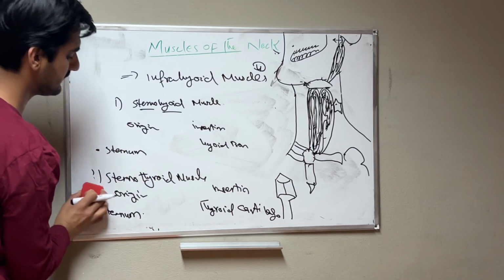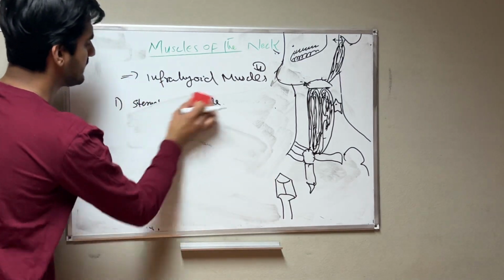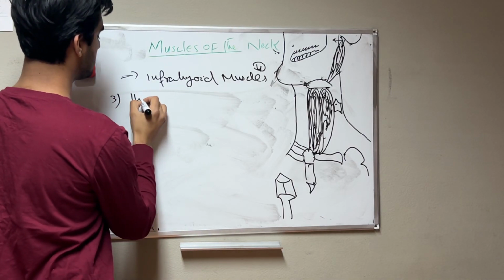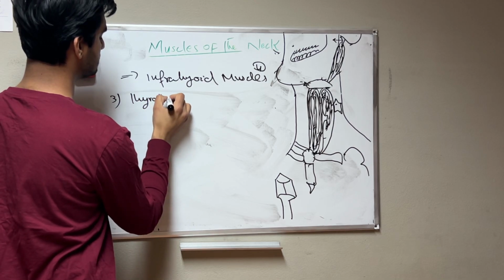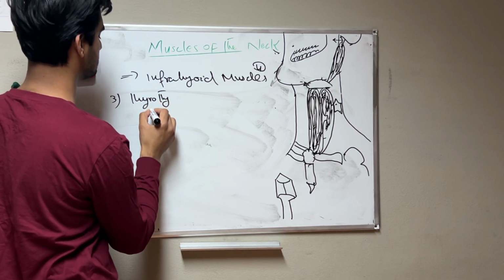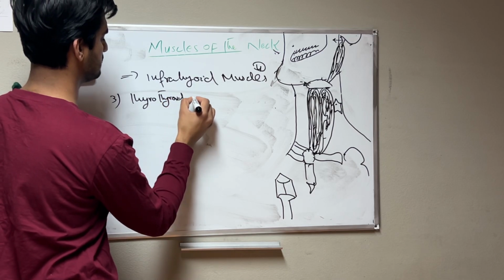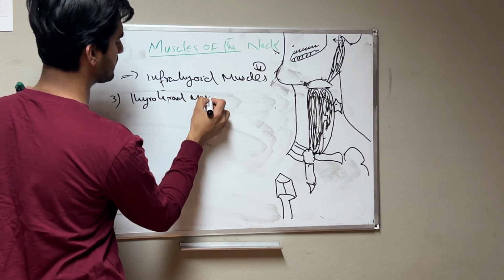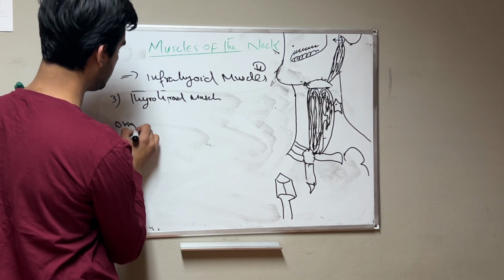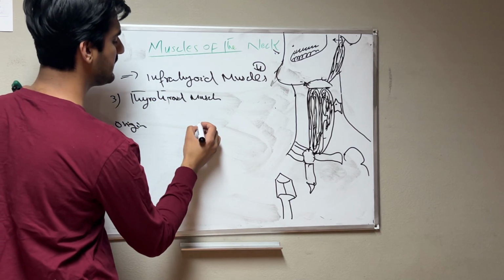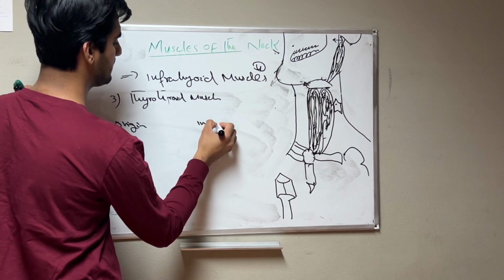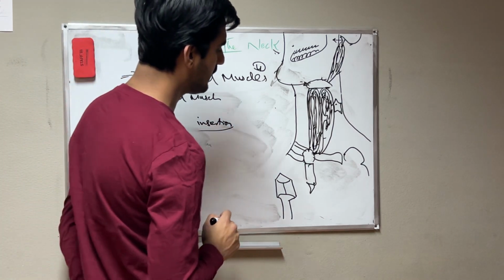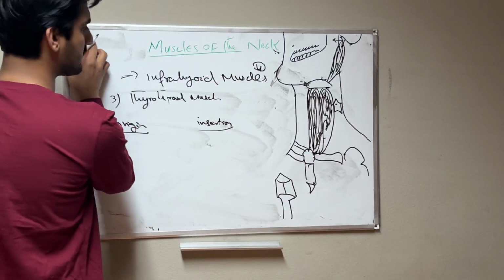Now the third muscle we have is the thyrohyoid muscle. Its origin is very simple. Supra and infrahyoid muscles are very simple in the neck region, and I am repeating this every time. It is very simple.